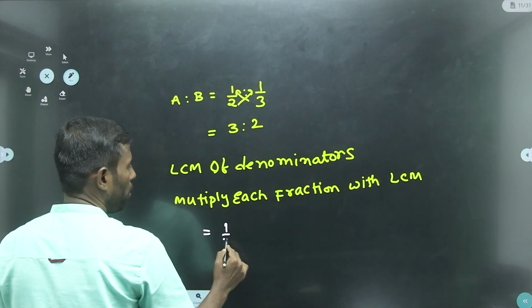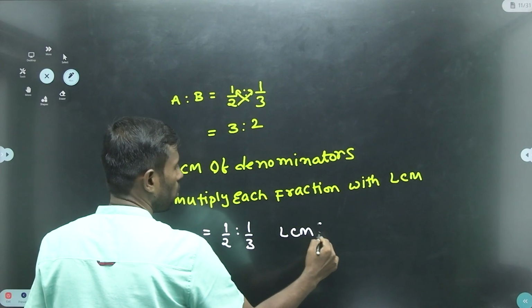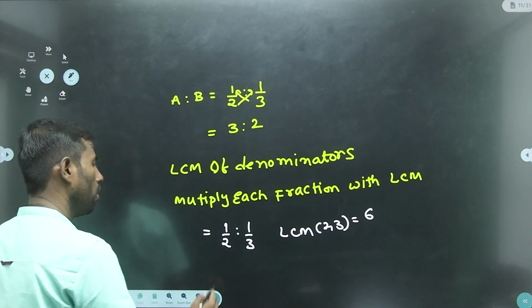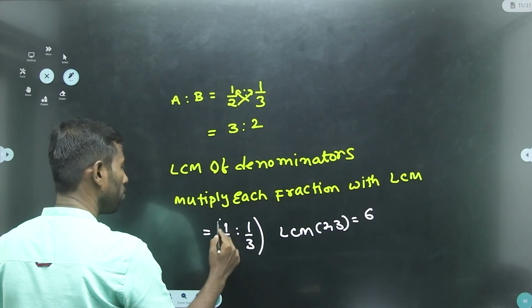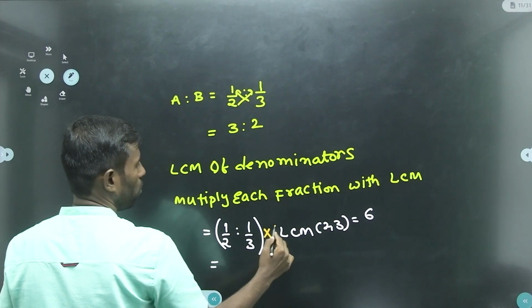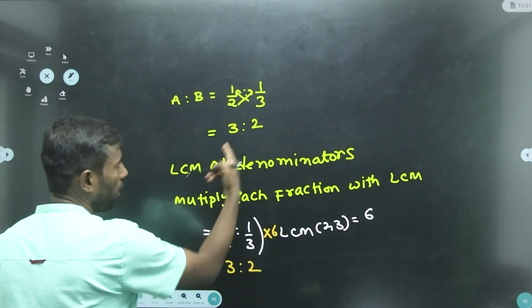The ratio is 1/2 is to 1/3. What is the LCM of 2 and 3? 6. 2 and 3 are consecutive numbers, so the LCM is 6. So multiply each ratio value with 6. So 1/2 into 6 is 3, 1/3 into 6 is 2. 3 is to 2 now.